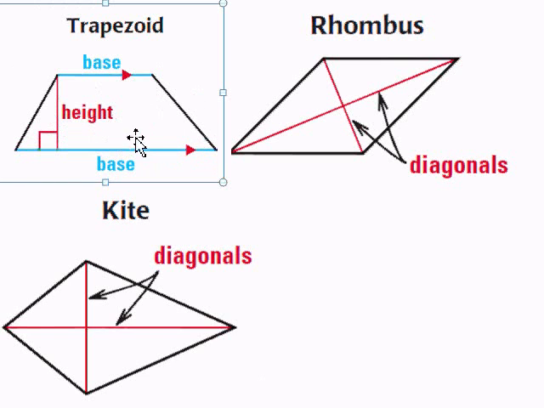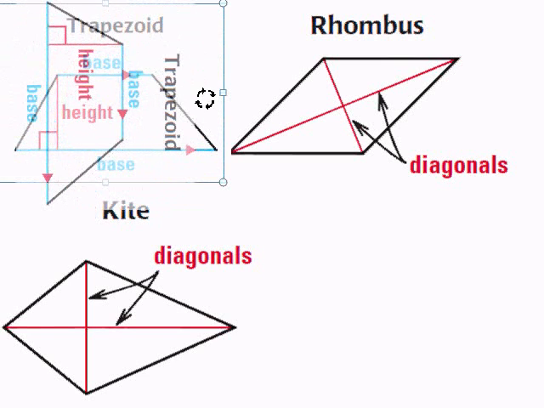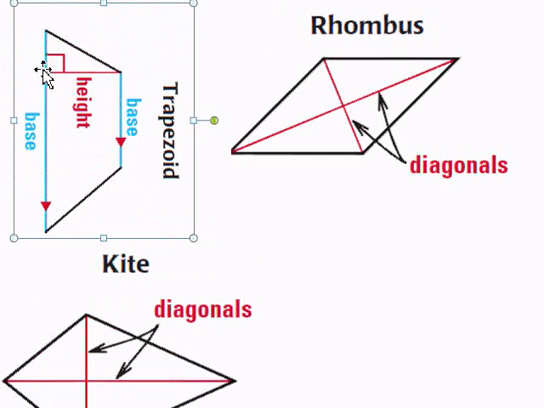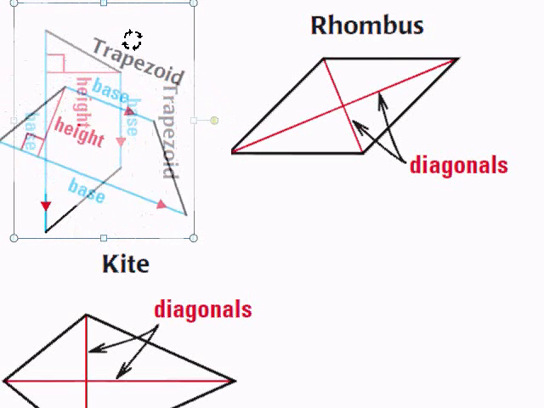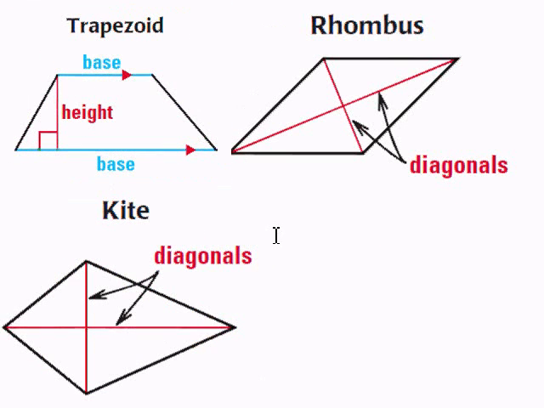so that means they cannot be the base. I could just as easily turn that figure around, and you'll notice that the bases are still parallel to each other, even though they're not necessarily top and bottom. And that might happen as you're working through a problem, as they might make the bases face the other direction.